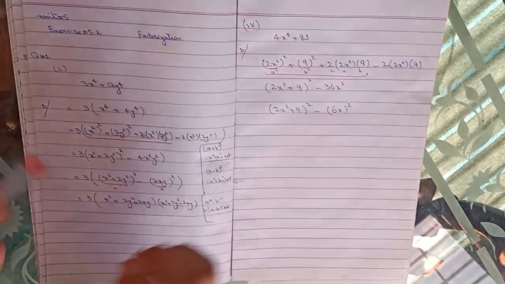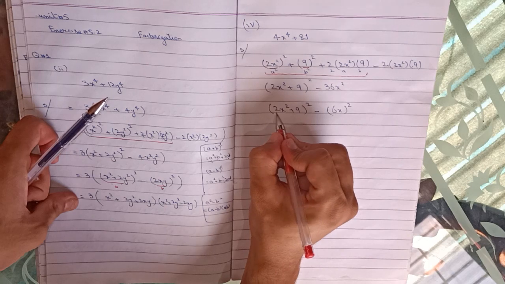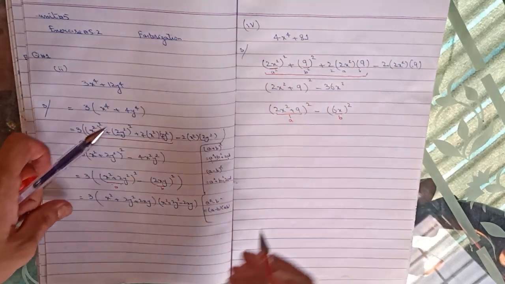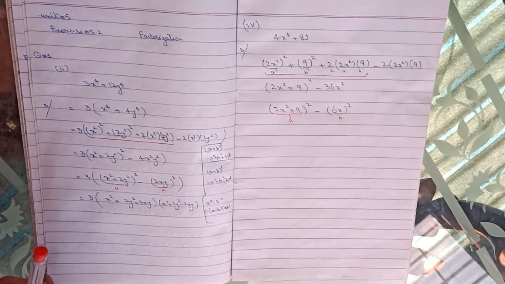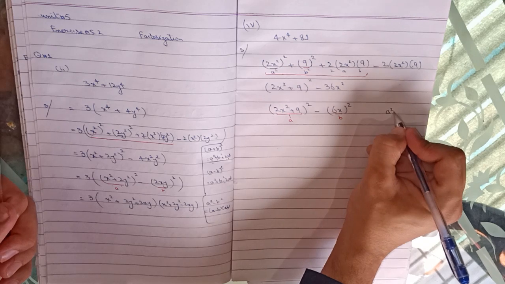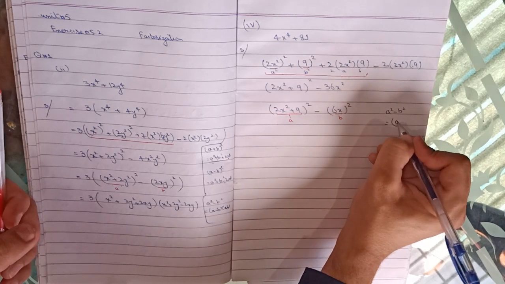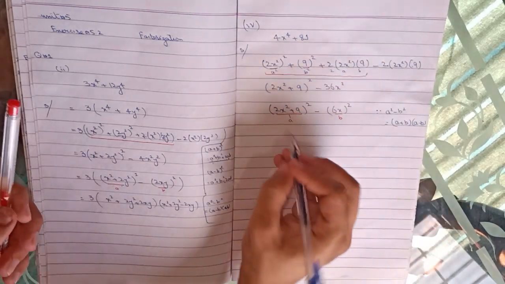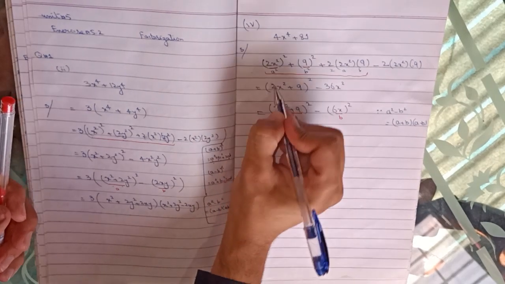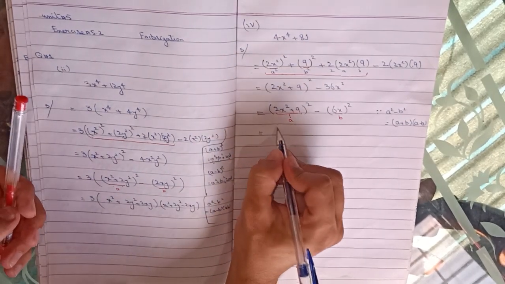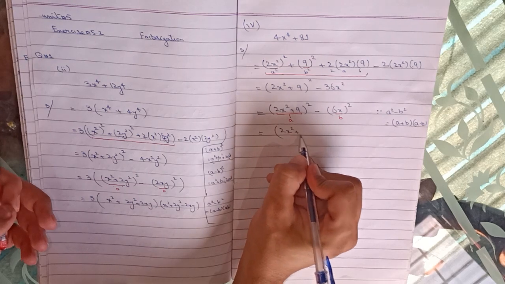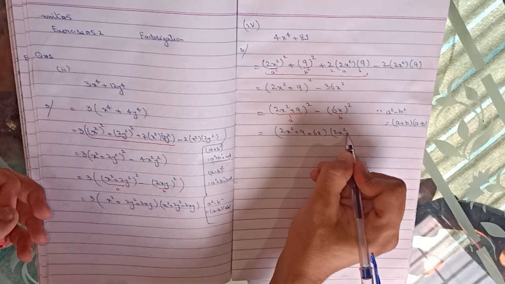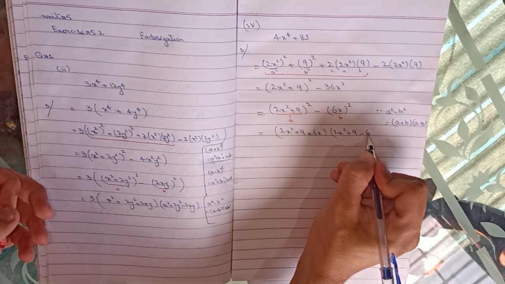And what is this? This is a square minus b square form, where a is 2x square plus 9 and b is 6x. So we have made the a square minus b square form here, and use type number 3 and type number 4. This is equal to a plus b into a minus b. You can mention it, because now this is the a square minus b square form. We will add it once and subtract it once: 2x square plus 9 plus 6x into 2x square plus 9 minus 6x.